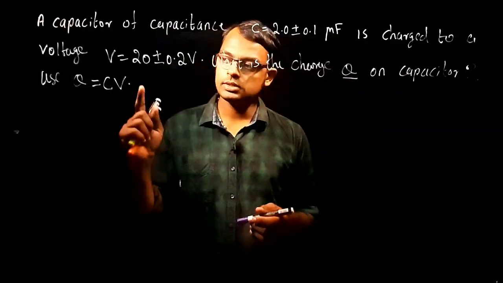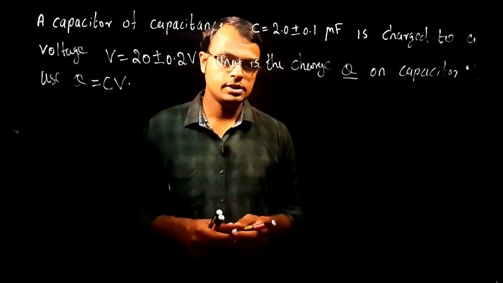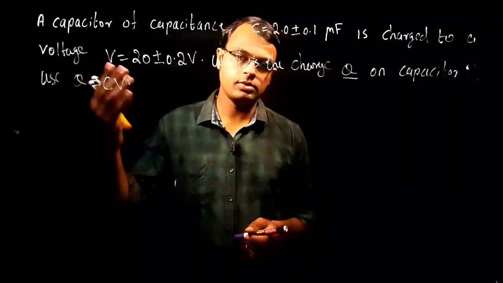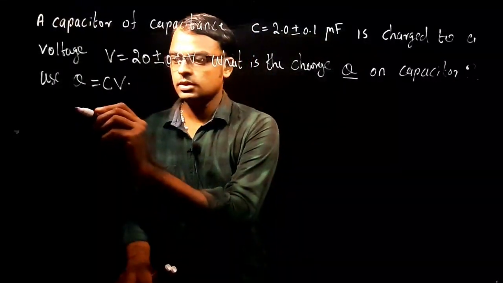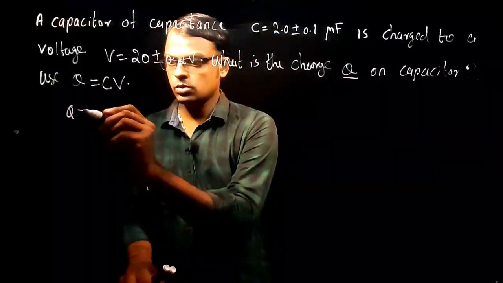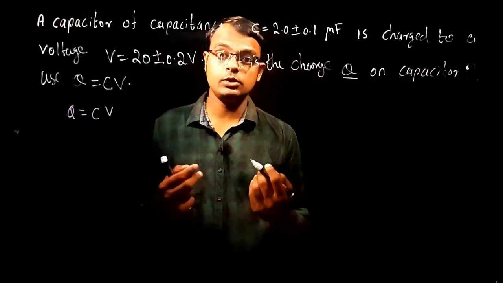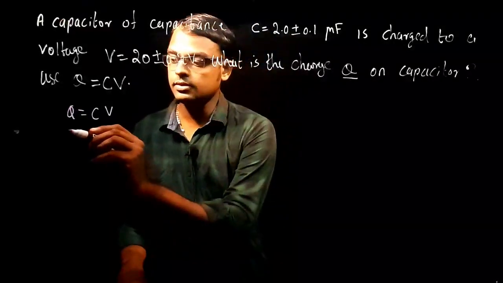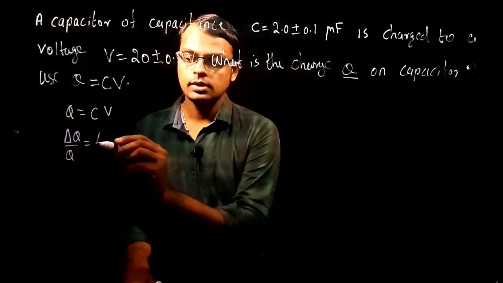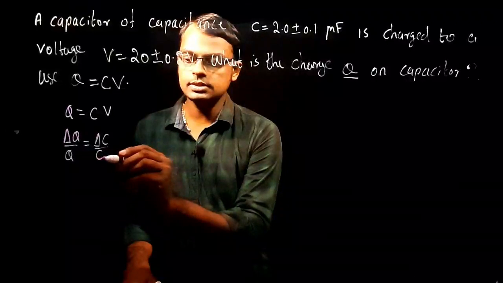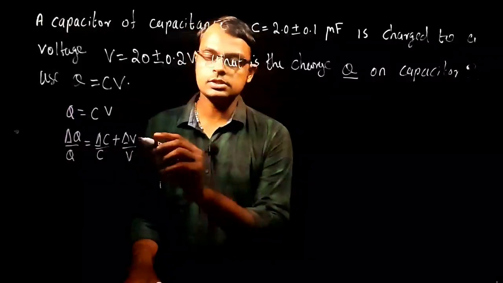If you don't know the formula, it is given in the question. Use Q is equal to CV. Just to compare with what we have discussed, Z is equal to A into B, right? In the same way we can write this equation as Q is equal to CV. So what is the relative error in the final result? I can write here delta Q by Q is equal to delta C by C plus delta V by V. This is the error here.